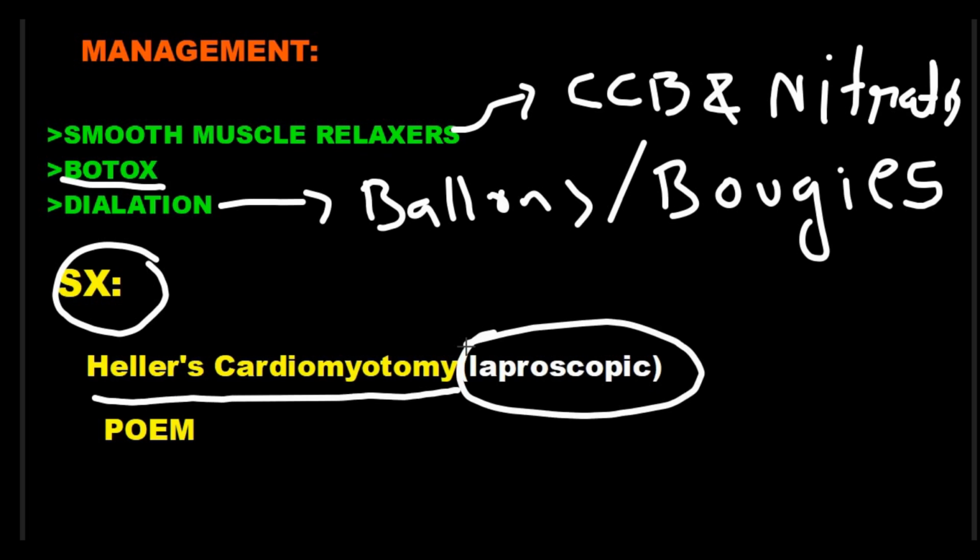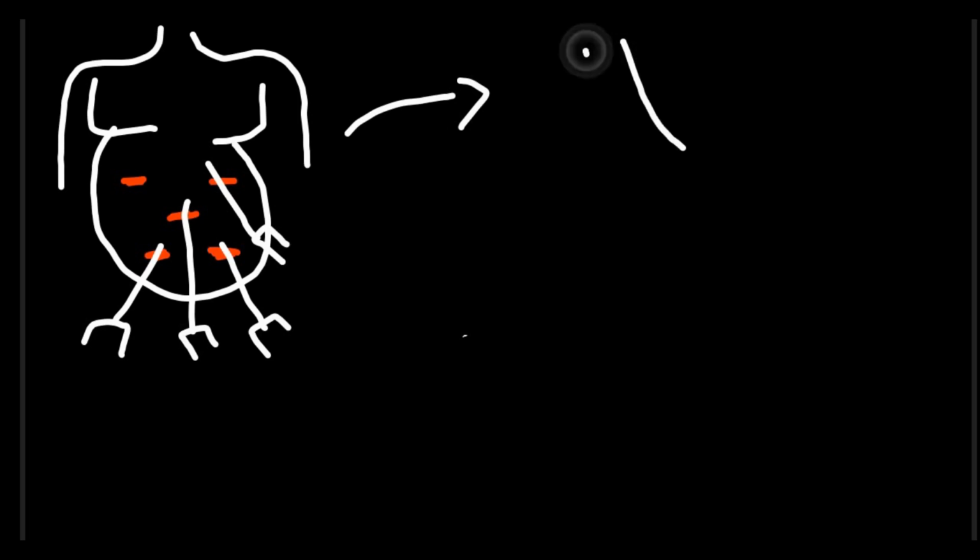Let's talk about the surgery now. Suppose this is the abdomen. What we do is we take 5 incisions, 1, 2, 3, 4, and 5. And through these incisions, we insert the laparoscopic camera and ports. And then we reach the esophagus.